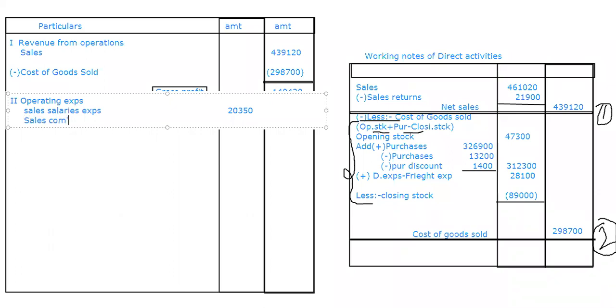Then sales commission expenses. అన్ని ఇన్న కాలంలో వేస్తాం నాన్న. Then we have advertising, which is 9,420.